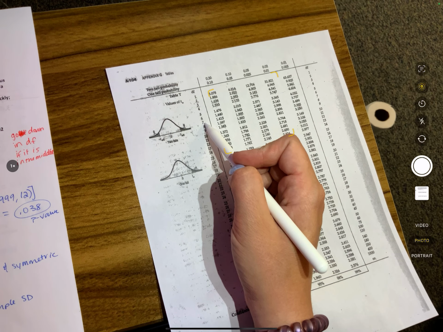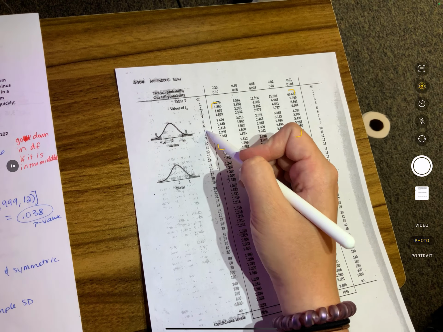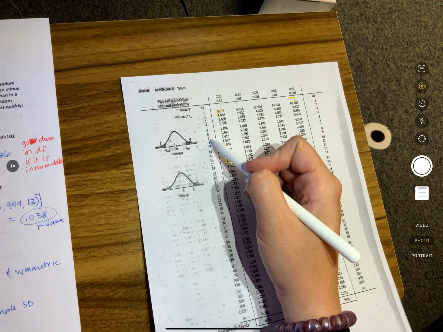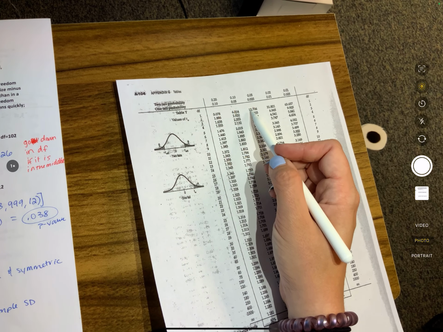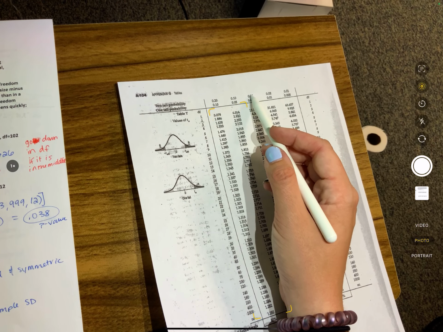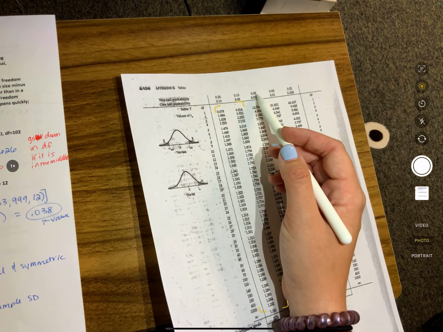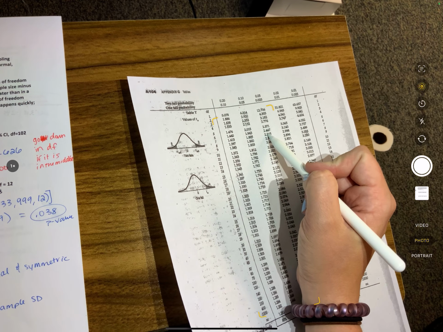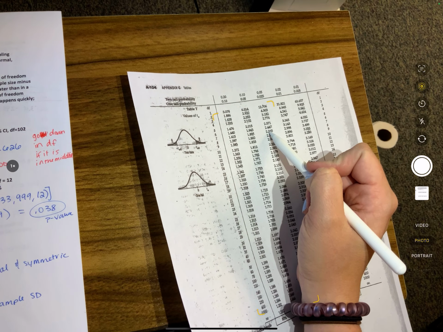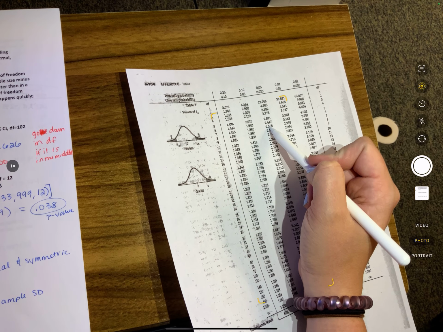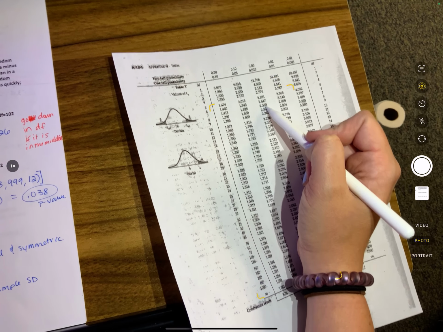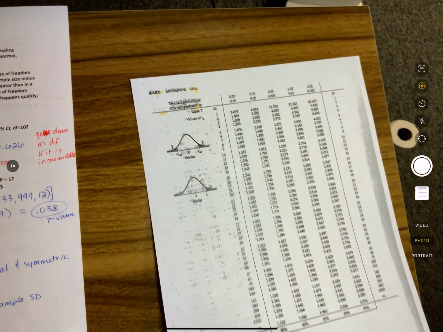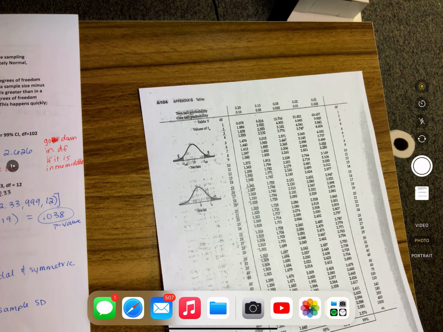Then it says critical value of t for the 95% confidence interval. We're doing two-tail probability right now, so we're looking at the top one. 95 obviously isn't an option up here, but if we did 100 minus 95, that would give us 5% or 0.05. So 7 degrees of freedom under the 5%, and the answer would be 2.365.